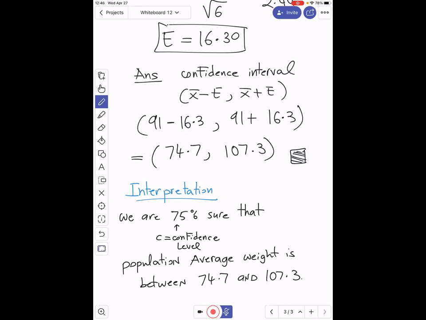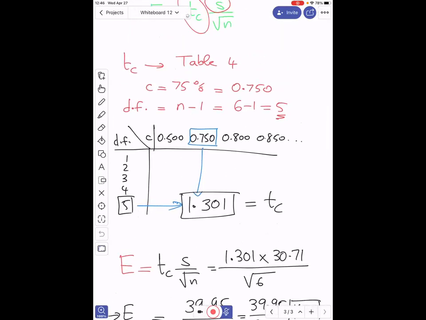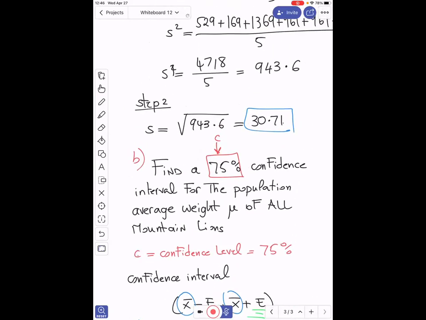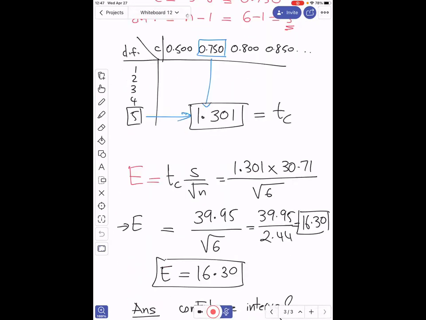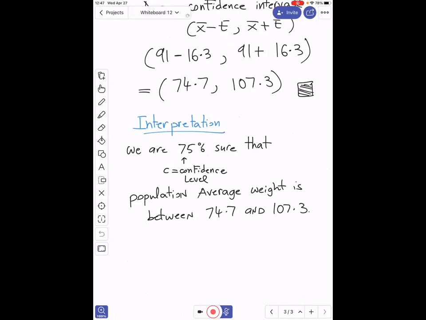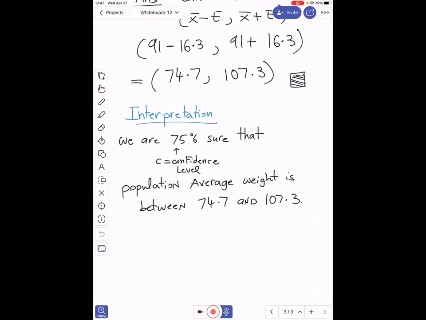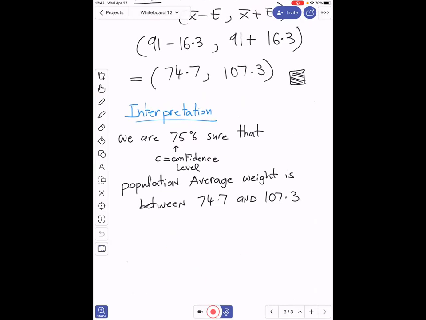Again, this is the average weight of all the mountain lions. This is what we mean by the population mean or population average. We had this sample of just six mountain lions, right? The X bar is just the sample mean. But here we are talking about the average weight of all the mountain lions, not just the six we had in the sample.